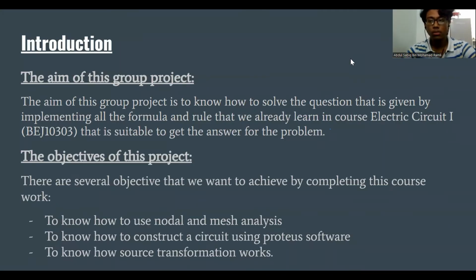Thank you, Luis. My name is Abdul Sadiq and I will present the introduction. The aim of this group project is to know how to solve the given questions by implementing what we already learned in course Electric Circuit 1 that is suitable to get the answer for the problem. The objective of this project is to know how to use nodal and mesh analysis, how to construct a circuit using Proteus software, and how source transformation works.